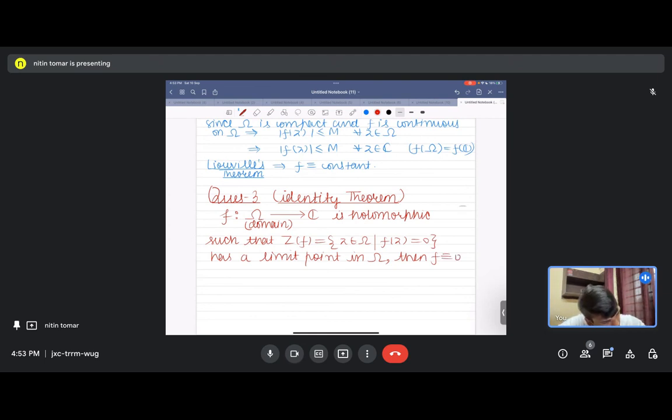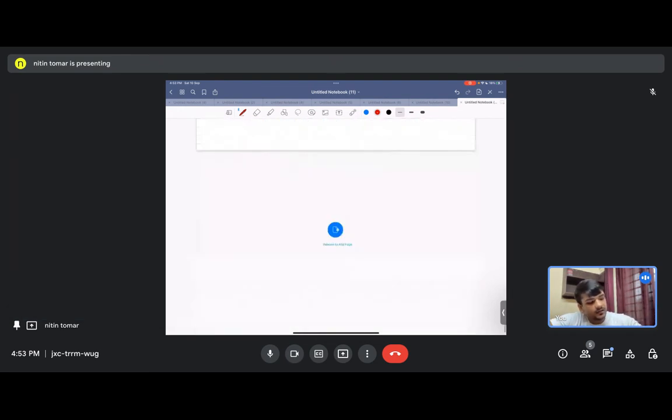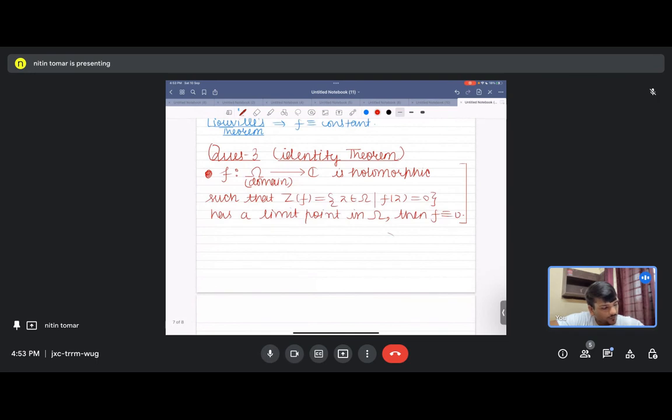There are many versions of the identity theorem. One direct thing that you see: if this is your omega and f is, let's say, 0 on this line, so the zero set of f contains this line, then what can we say about f? This line is a closed set, right?